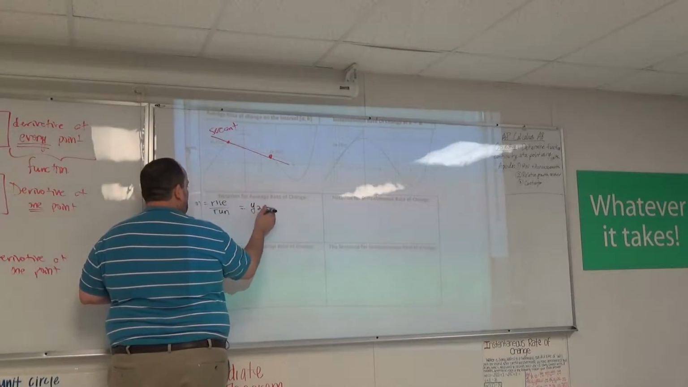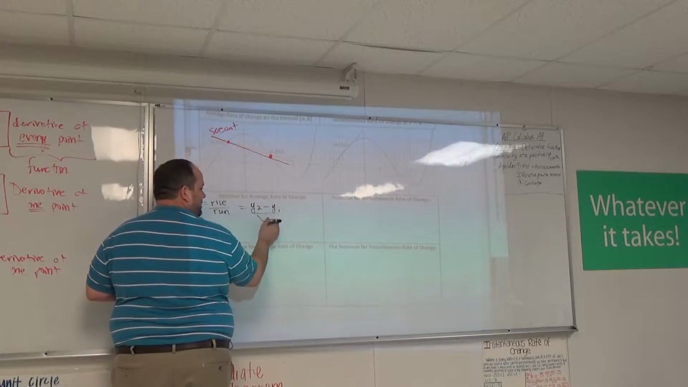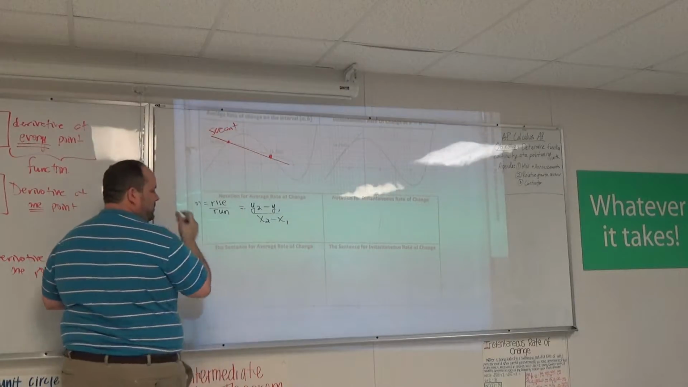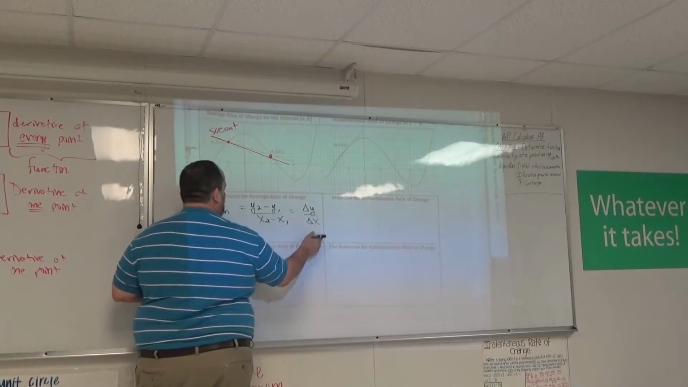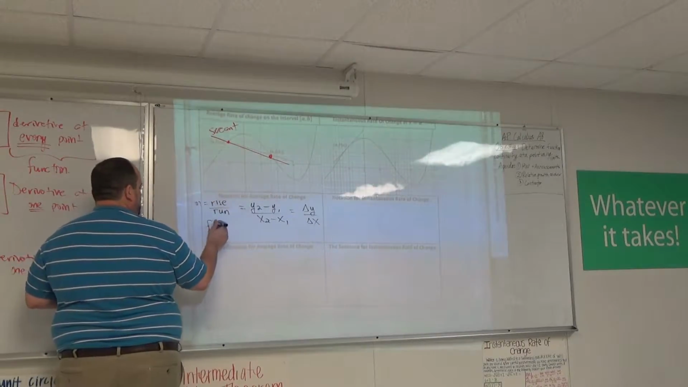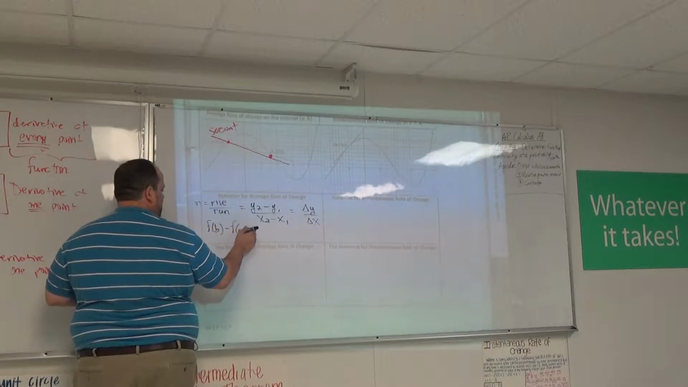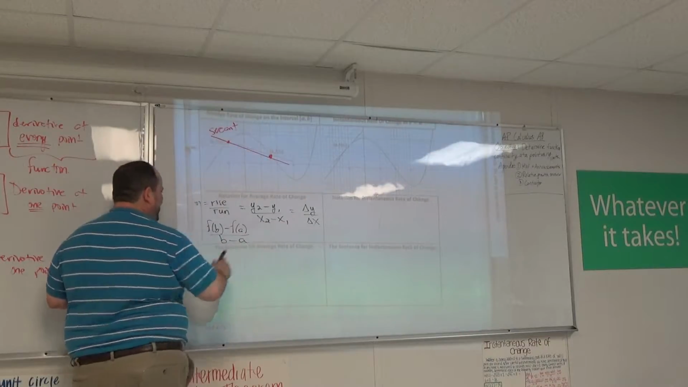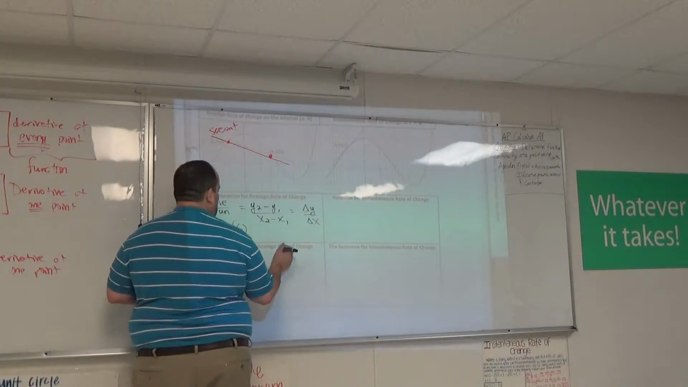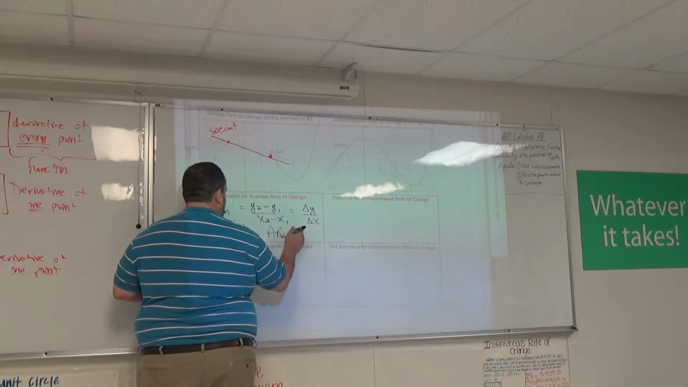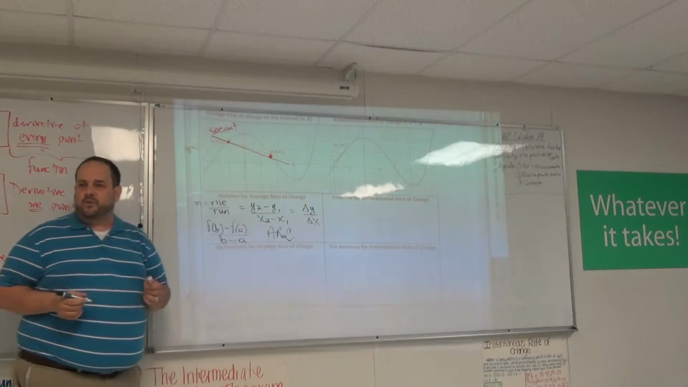Good, see? You also might remember y2 minus y1 over x2 minus x1. You might remember this as change in y over change in x. You might have looked at this as f of b minus f of a over b minus a. These all familiar? And you guys used to call that AROC, for average rate of change.